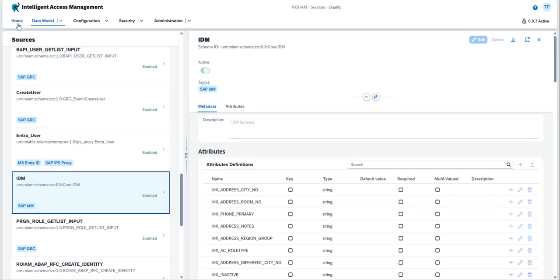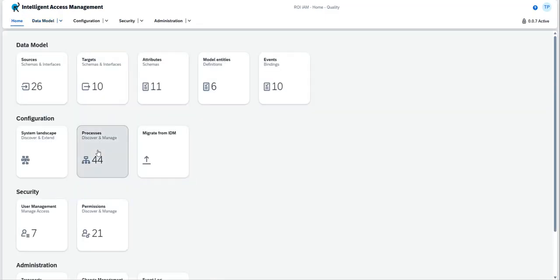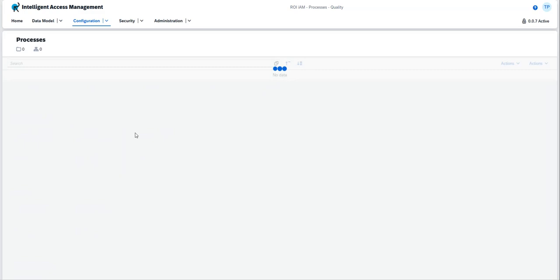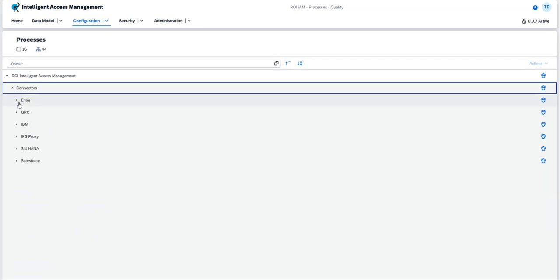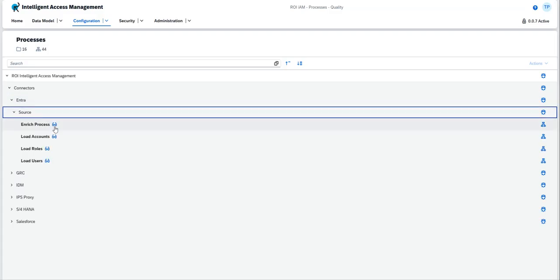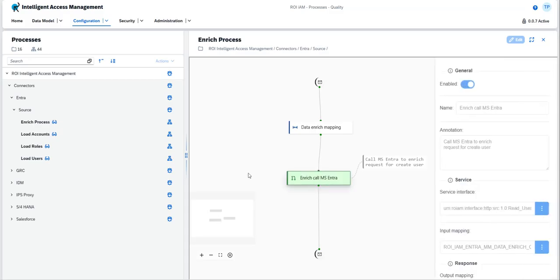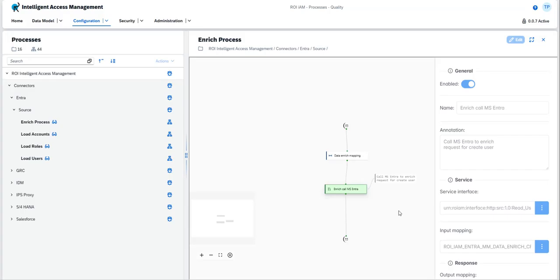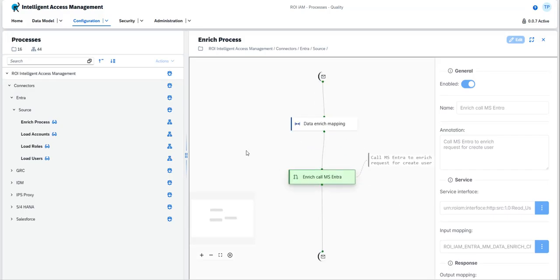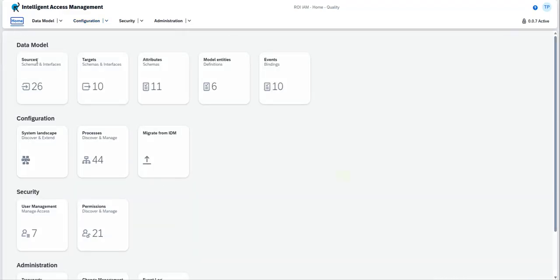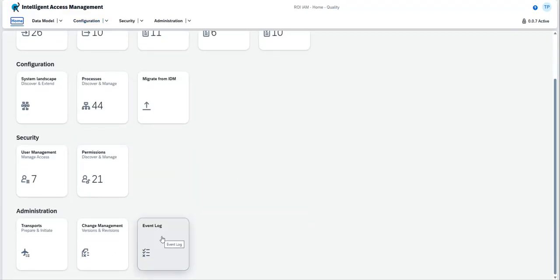Something else which is quite interesting is we have a browser of the processes, and these processes you can see can be looked at from various perspectives, and you can search for them, and also you can browse and look. Again, this is the same process, if you remember, which we saw before in read-only mode. We can actually edit it here and add further steps. All right, let's switch back to the event log, which is actually also quite important.